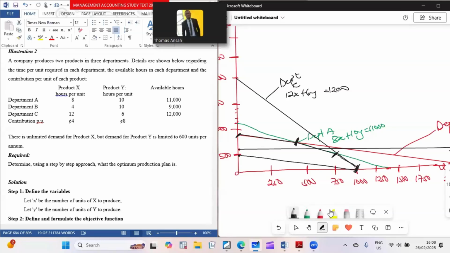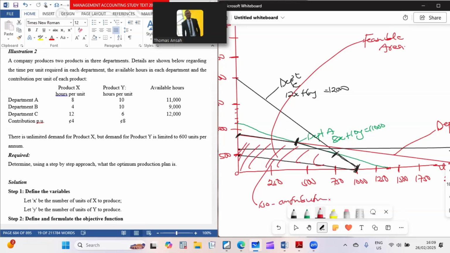Because the only thing that is within this is the straight line. So we had our feasible area. Anything that goes beyond that will affect production, because if you go here, you are hitting the next line. And we have seen our ISO contribution line. All right, so that is that.